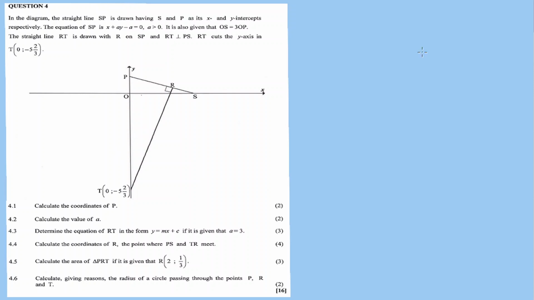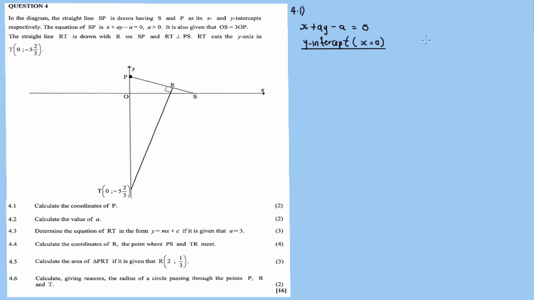So our question 4.1 says calculate the coordinates of P. The coordinates of P is what? It's the y-intercept of line SP, right? Of this line SP, and they gave us the equation of SP, but we don't have a value for A, right? But we are to calculate the coordinates for P. So the coordinates for P is the y-intercept, and then x is 0.